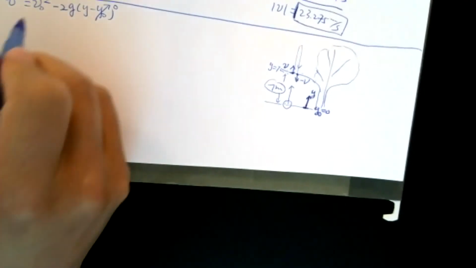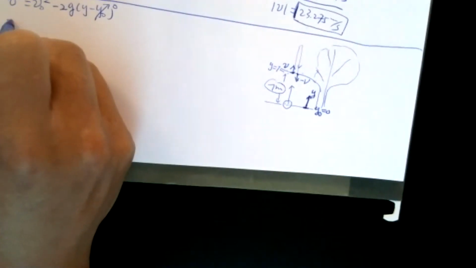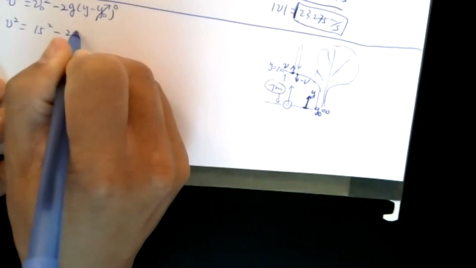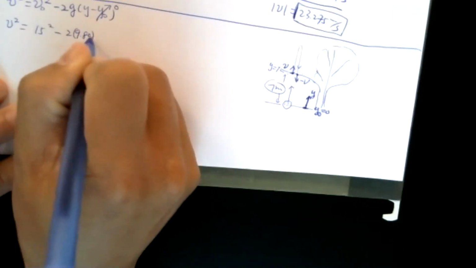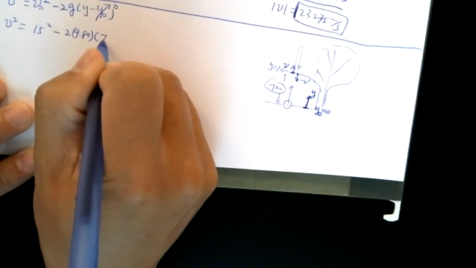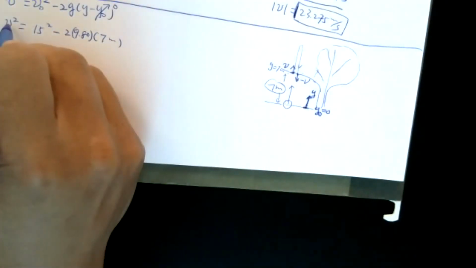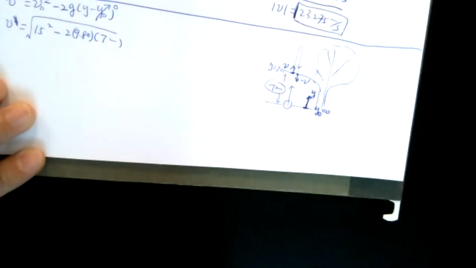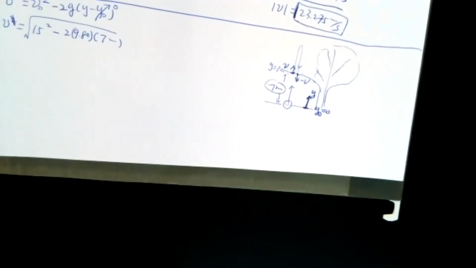And this is what we are looking for. V squared equals 15 squared minus 2 times 9.8 times the y, only 7 meters, okay? Now you can solve for this guy. You can take the square root of it to get the v. You can do it that way.